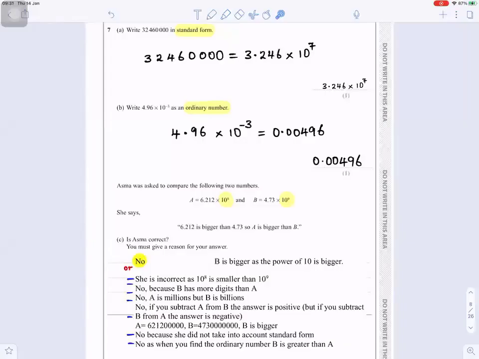So that's your complete answer for question 7. Part A, 3.26246 times 10 to the 7. Part B, 0.00496. And then part C, no, B is bigger as the power of 10 is bigger.